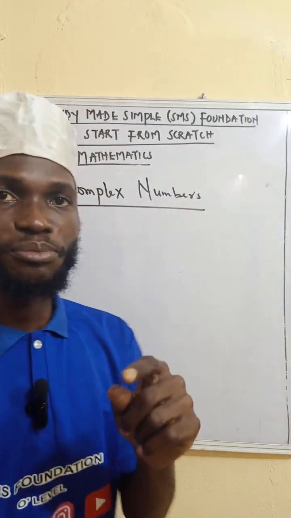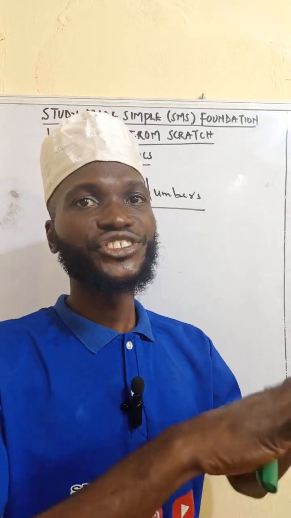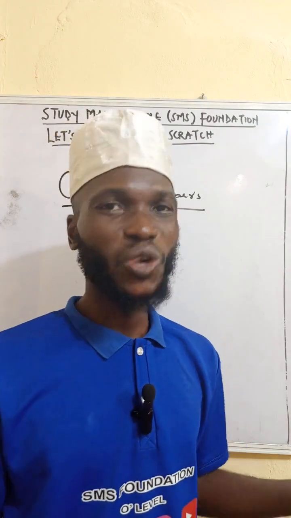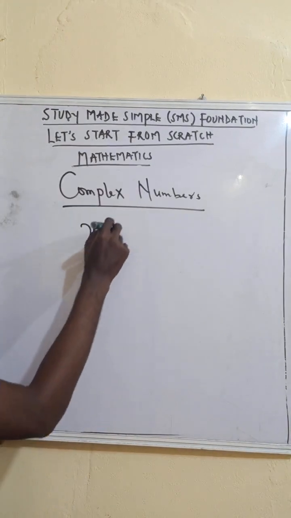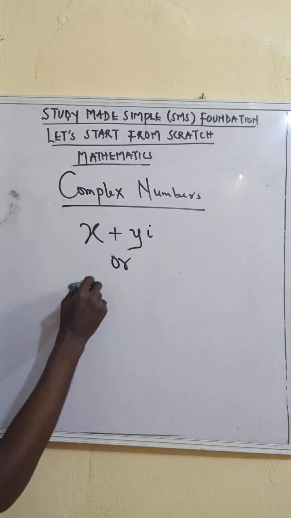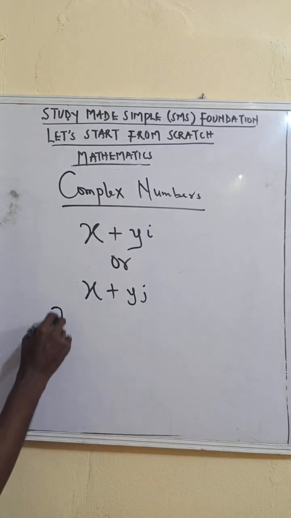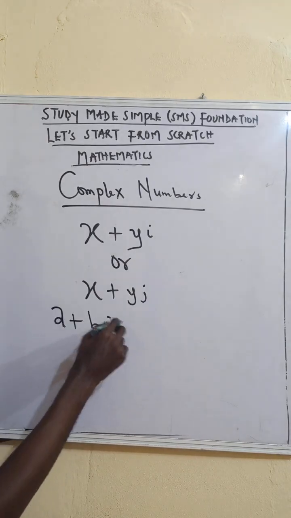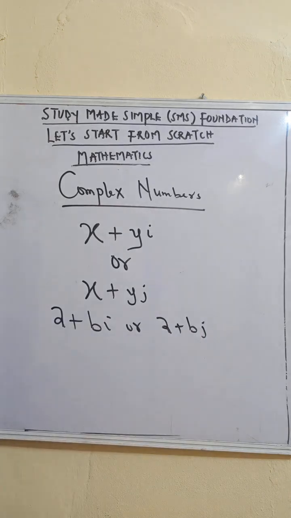Consider complex numbers. I just want to introduce it in a simple way. This is not where we will treat complex numbers in depth. We just want to introduce what a complex number is. Any number that can be written in the form x plus yi or x plus yj, or at times a plus bi or a plus bj, is what we call a complex number.